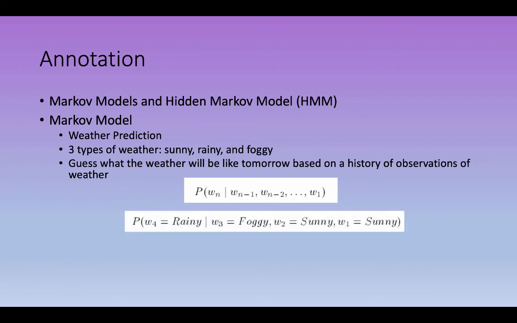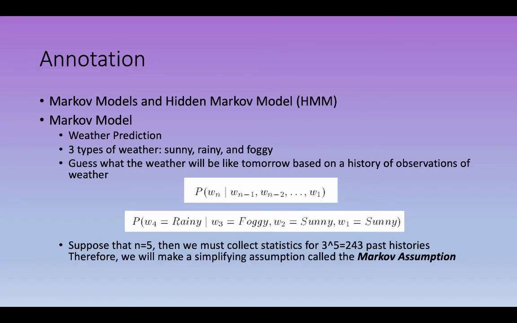So here you could say, okay, what's the probability that tomorrow the weather is going to be rainy based upon the fact that today it was foggy, yesterday it was sunny, and the day before that it was sunny. And if we had a case where we were even just looking at n equal to 5, where we're looking 4 days back in the past and trying to predict what tomorrow was going to be, we'd have about 243 possible past histories that we'd have to look at. And that's a lot, right? That's a lot of different paths to explore.